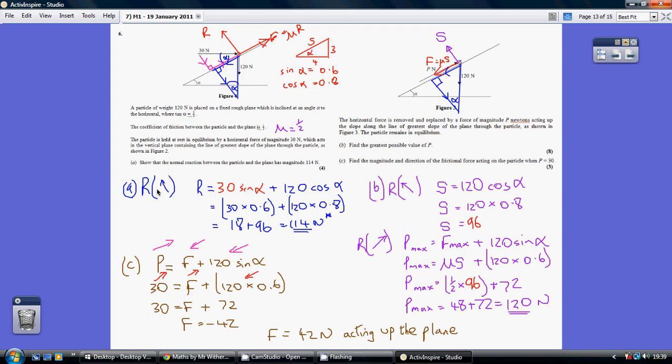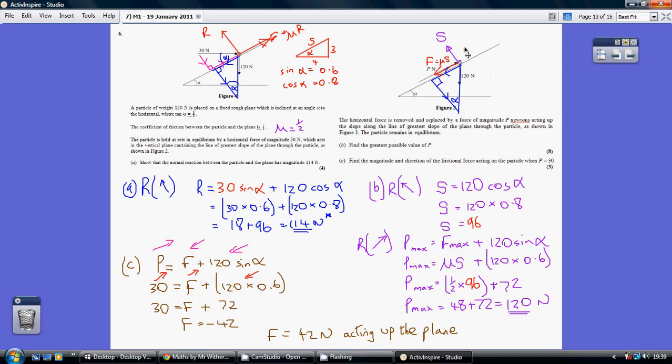So part A, we're going to resolve looking at the normal reaction. R, so the force in that direction equals these two forces here in the opposite direction. So this is 30 sin theta, being the opposite, and this is 120 cos theta, being the adjacent. As we've said, sin alpha is 0.6 and cos alpha is 0.8, so therefore R is 114 as required.